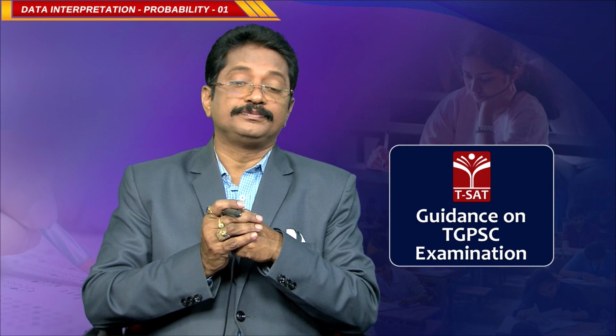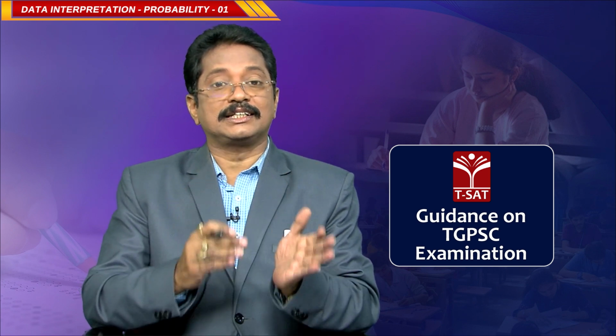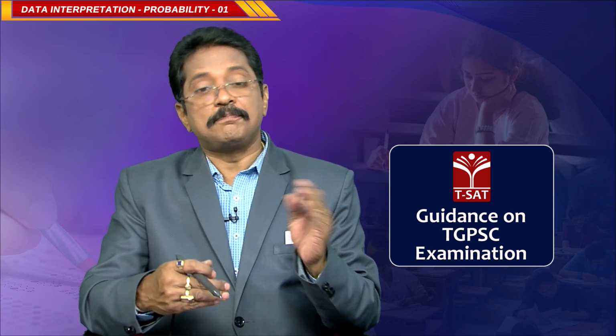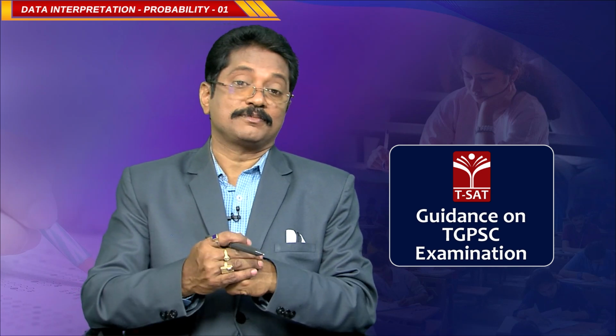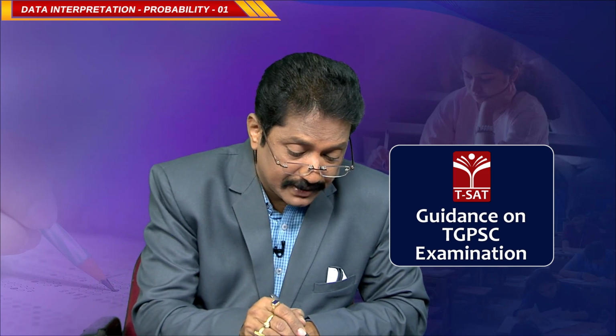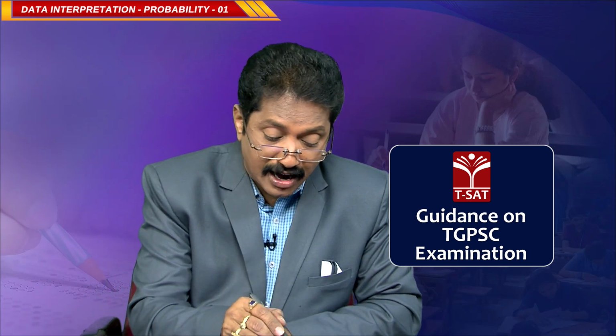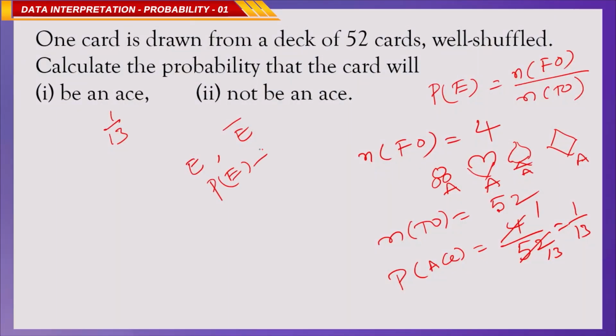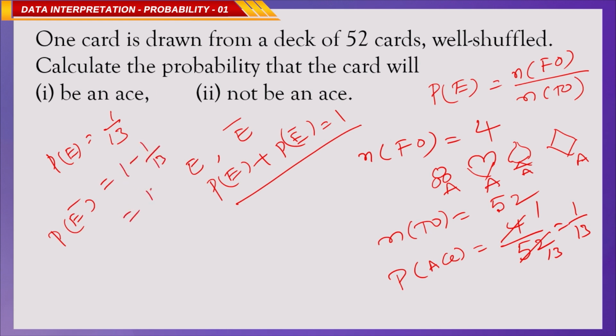Not to be an ace: I already said, getting a card which is an ace is an event, then the complementary of this event will be not being an ace. If the event is represented by E, its complement is represented by E bar, then P of E plus P of E bar is 1. This is a very important relation. So, when P of E is equal to 1 by 13, then P of E bar is equal to 1 minus 1 by 13. Of course, it is 12 by 13.